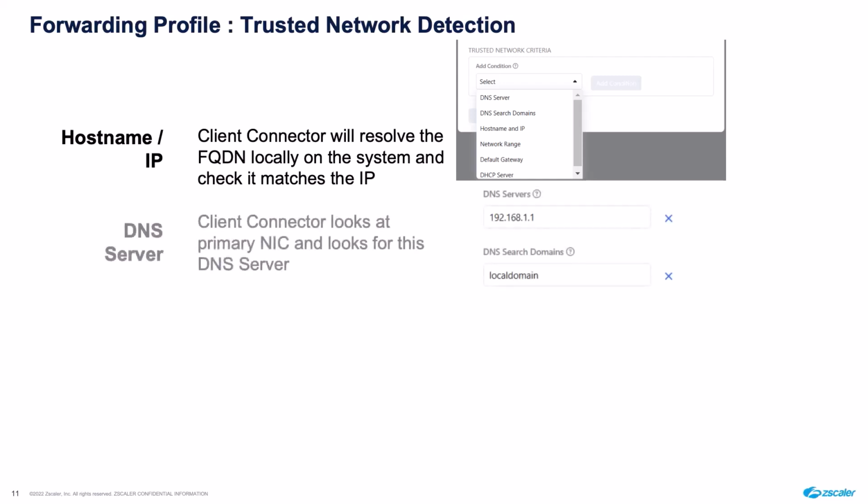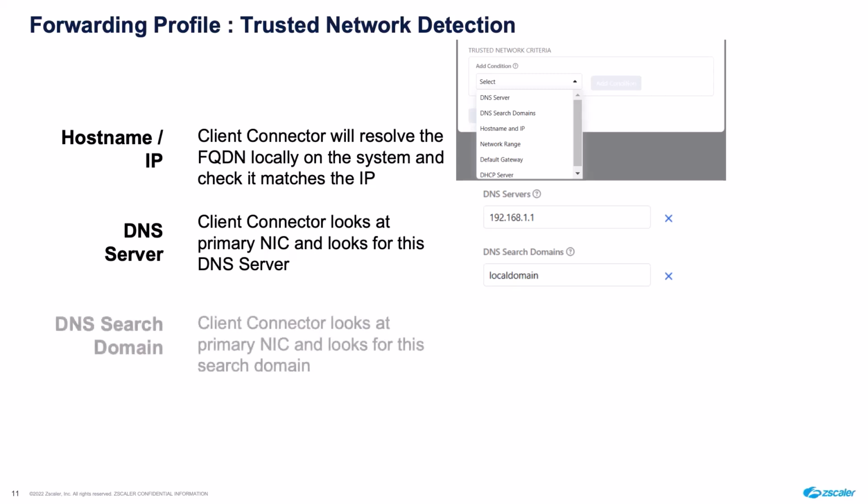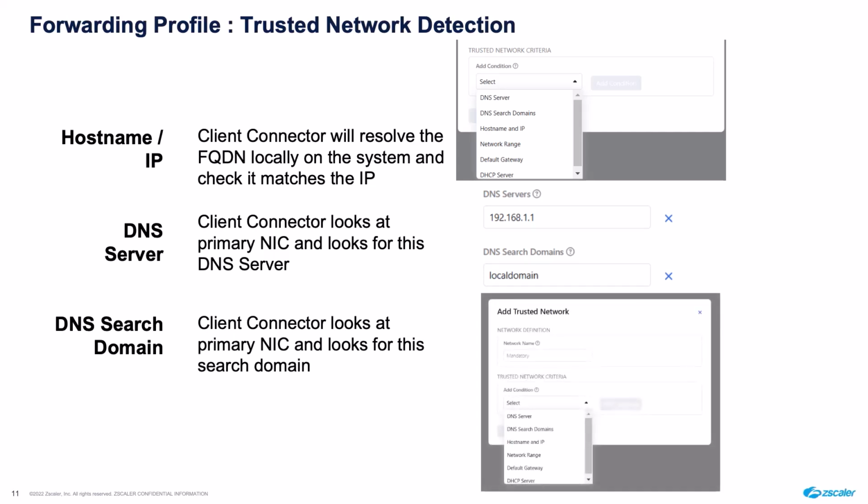The DNS server condition looks at the primary network adapter on the client and understands what DNS server is being provided to it through DHCP. If those things are equal, then the DNS server condition is true. And then DNS search domain, again from DHCP, the client will receive a DNS search domain. If those things match the configuration of the trusted network criteria, then we can say, okay, the user is in this network. And so we combine all of these.